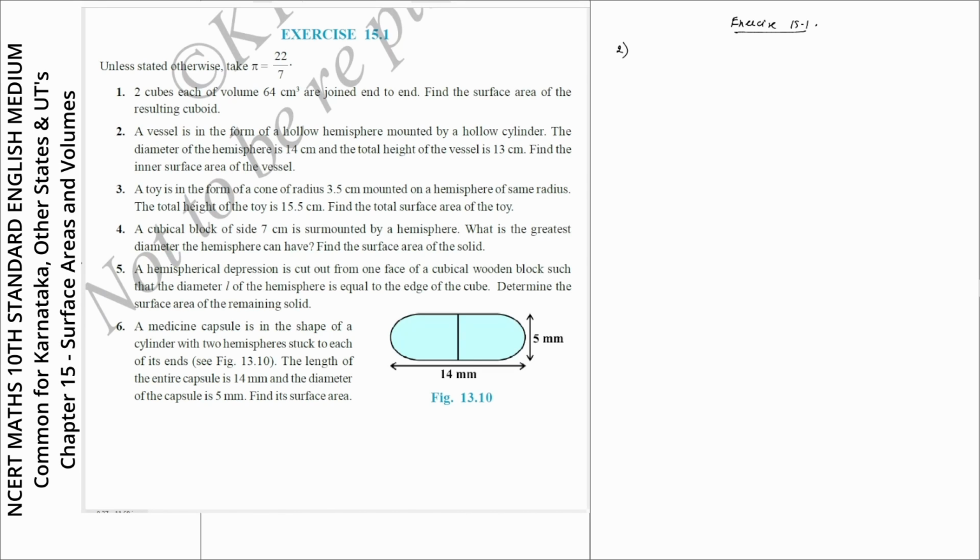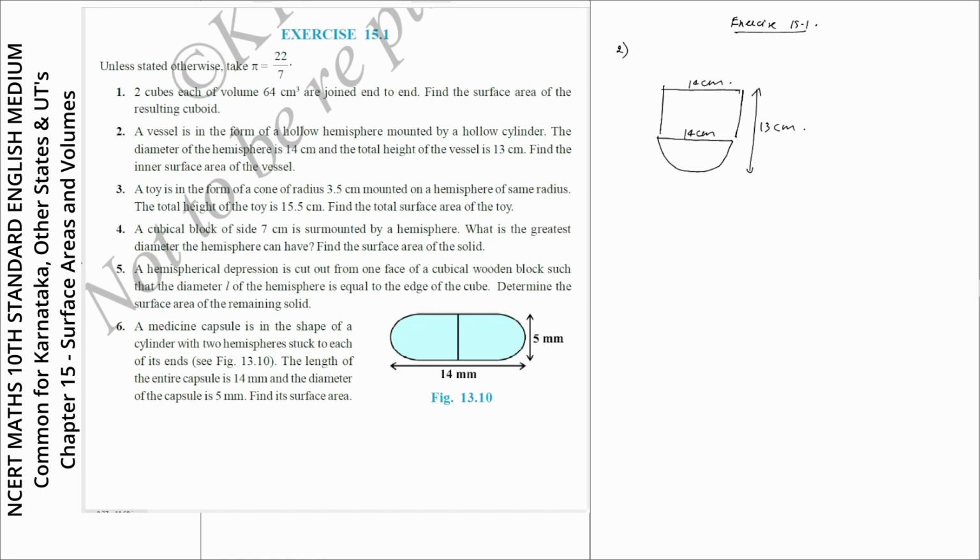So this is a very simple problem. A vessel is made by a hemisphere and a cylinder. So the cylinder is placed on top of the hemisphere, okay, and the diameter of the hemisphere is 14 centimeter, and the total height of the vessel is 13 centimeter.